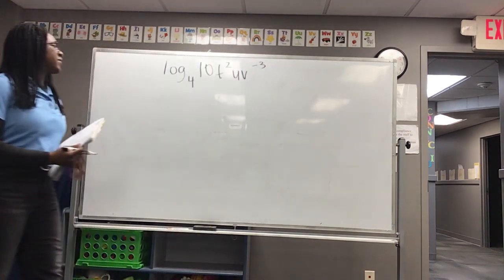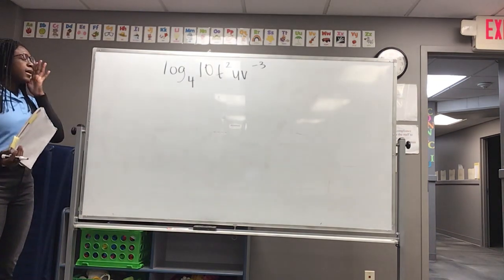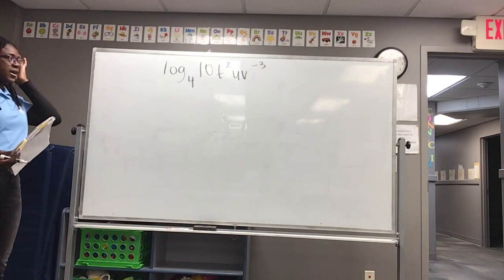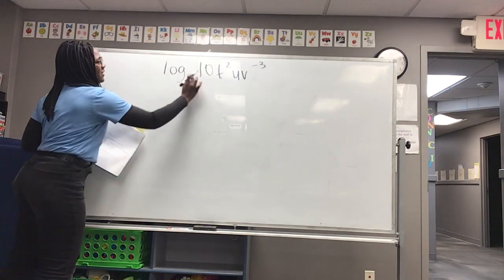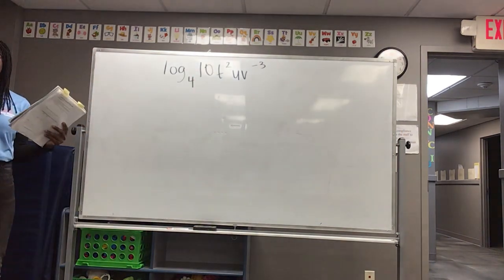Okay, so if you can't read it, it says log base 4 of 10 t squared u v to the power of -3. And then remember, the base of 4 needs to stay with every single term that you expand.